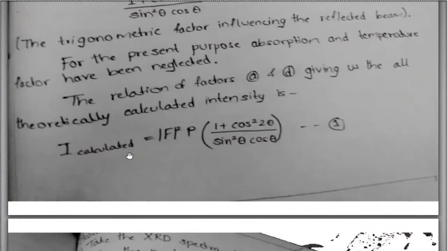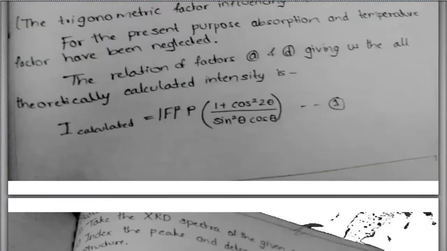This is the calculated intensity, which is equal to mod of F square into P, bracket 1 plus cos square 2 theta upon sin square theta cos theta. Okay. So this is a small theory to calculate the intensity of the XRD peaks that we are getting, and then matching with the theoretical one. So to do so, what we are supposed to do is this.